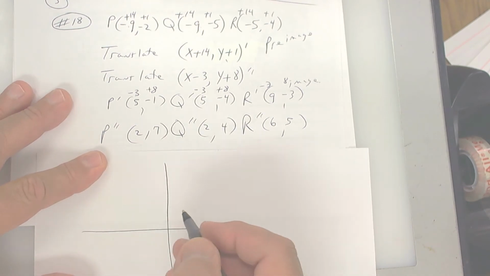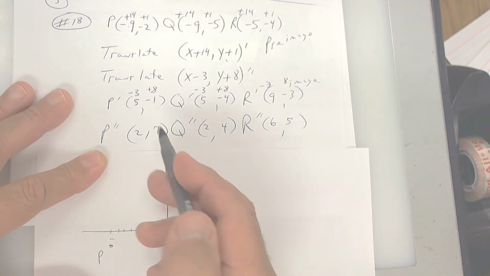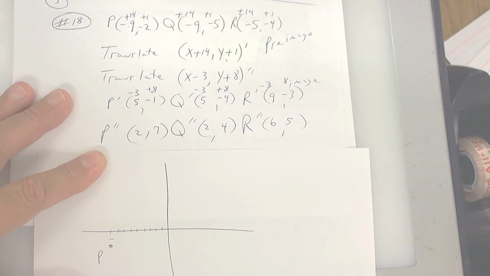So point P is negative 9. 1, 2, 3, 4, 5, 6, 7, 8, 9, and then a negative 2. So that's point P. And then P prime is going to be over 5 and up and down 1. So over 5, 1, 2, 3, 4, 5, and then down 1. Okay, so this is P double prime.